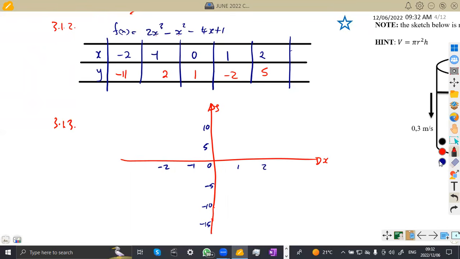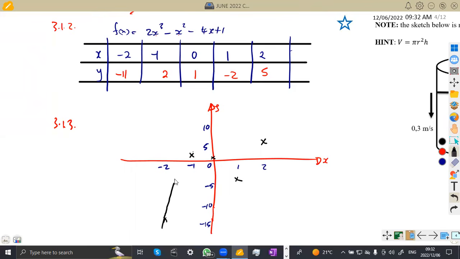All right. So let's see the first point. We've got -2, -11, maybe somewhere here. -1 versus 2, maybe somewhere here. 0 versus 1, maybe somewhere here. 1 versus -2, maybe somewhere here. 2 versus 5, maybe somewhere there. So it's a cubic function.